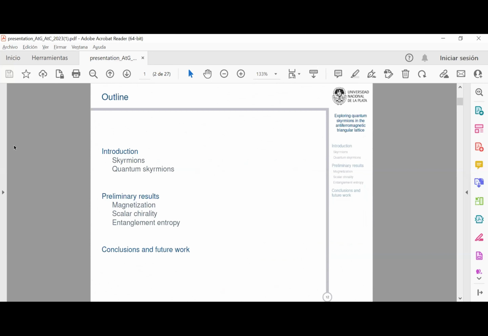So, as an outline of the talk, I'll be talking a little bit about skyrmions and specifically what I mean by quantum skyrmions. I'll be showing you some of our preliminary results. For instance, I'll be showing you the magnetization and specifically the entanglement entropy. And then, if I can, I'll try to mention shortly some of our partial conclusions and future ideas, more things we have to work on.